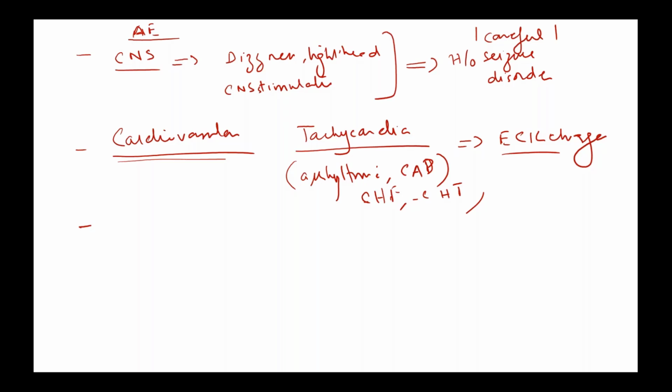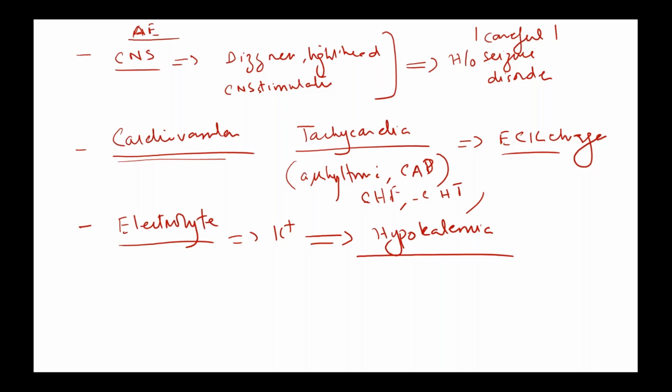The next side effect which you will see all the time in the hospital is electrolyte abnormalities. The most common electrolyte which will be affected is potassium. Your patient can develop hypokalemia because breathing treatment can cause movement of potassium from extracellular fluid into the cell, resulting in a low potassium level.